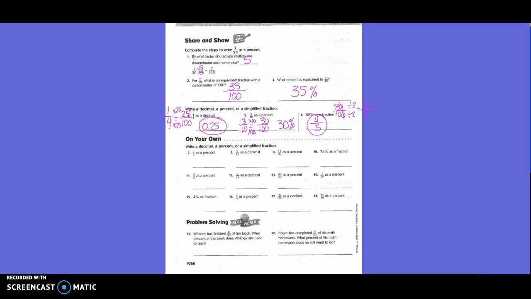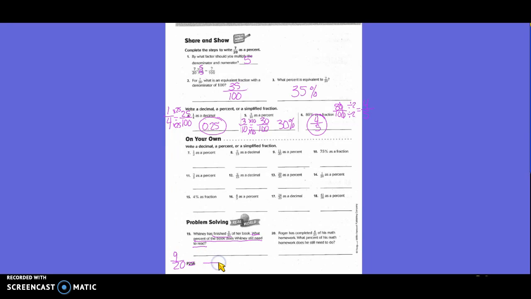Whitney has finished 9/20 of her book. What percent of the book does Whitney still need to read? So what do we need to underline? 9/20. So finished 9/20, right? What percent of the book does Whitney still need to read? So what is my work going to look like, guys? 9/20 equals what? I need to get an equivalent fraction, right?